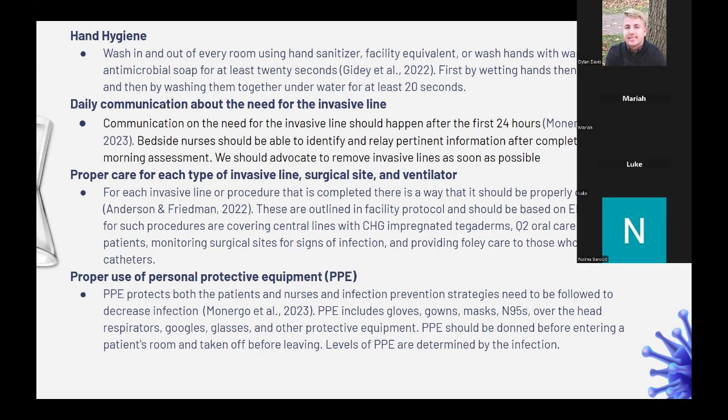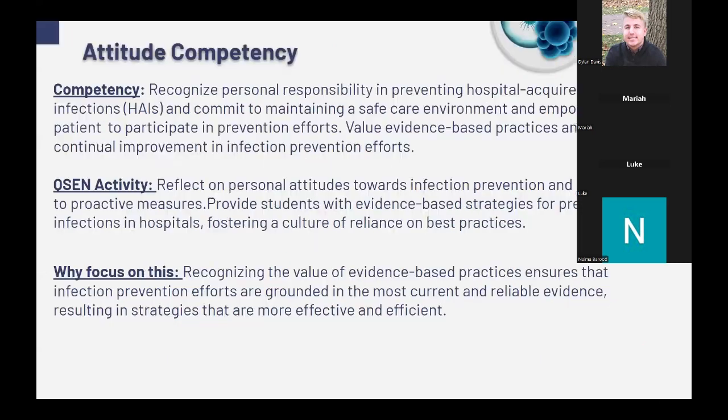Lastly, we have our PPE. PPE protects both the patients and the nurses from infections. PPE includes our gloves, our gowns, our masks, N95s, overhead respirators, goggles, glasses, and other protective equipment. PPE should be donned before entering a patient's room and taken off before leaving it. And then the level of PPE is determined by the infection that the patient has.